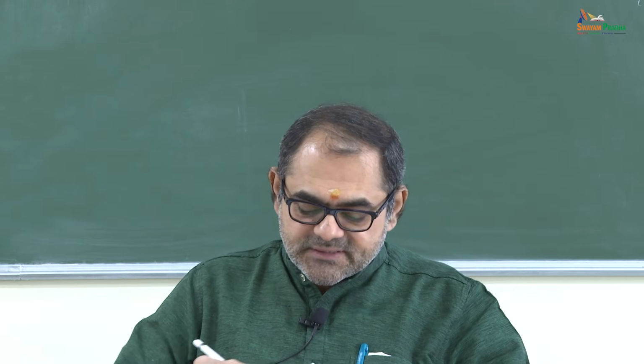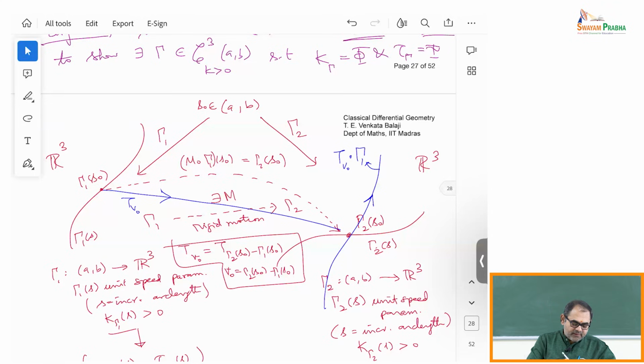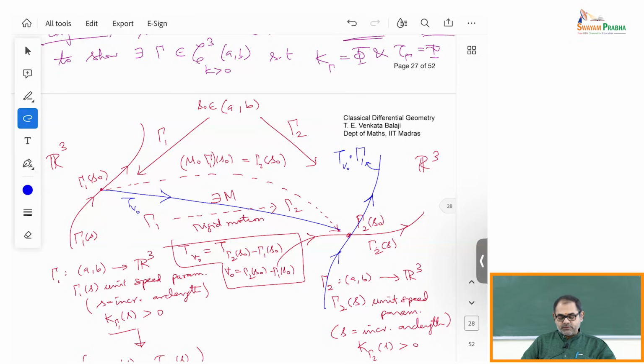So if I move this curve, I will get something like this. Let me draw this. First apply gamma 1 and then apply TV naught. This will be this curve. And of course, let me put an orientation. Here it is like this, and here also it is like this, and in this moved curve it is like this. Okay, so I have this translation now.